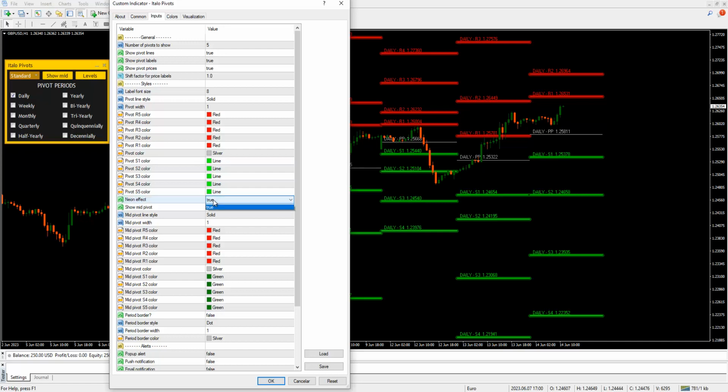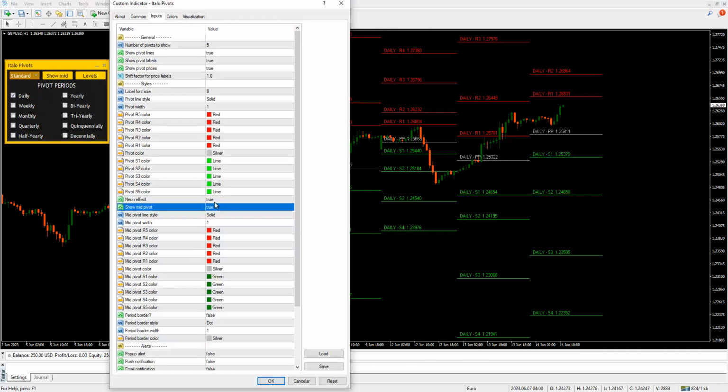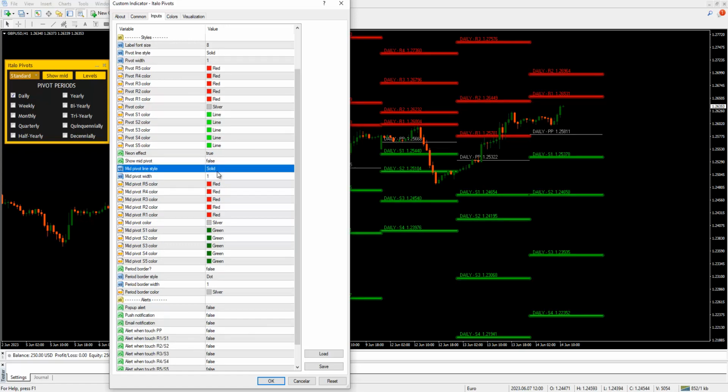Neon effect, if you put false, you have just a simple line like this. But I'm gonna put true on neon effect. Show mid pivot, true. Here are the styles of mid pivot points. Resistance, red, and support, green.